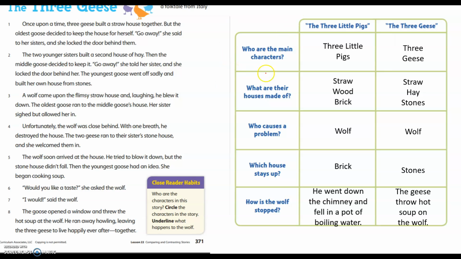Let's take a look at these parts of the plot that we identified. Are our characters the same? No, they're not. What about what their houses are made out of? It's interesting because we have two straw houses, but the other houses are different. I know brick and stones are kind of similar, but the other two are different. But you can identify that the first two materials are very weak materials, and then the last one, those are strong materials.